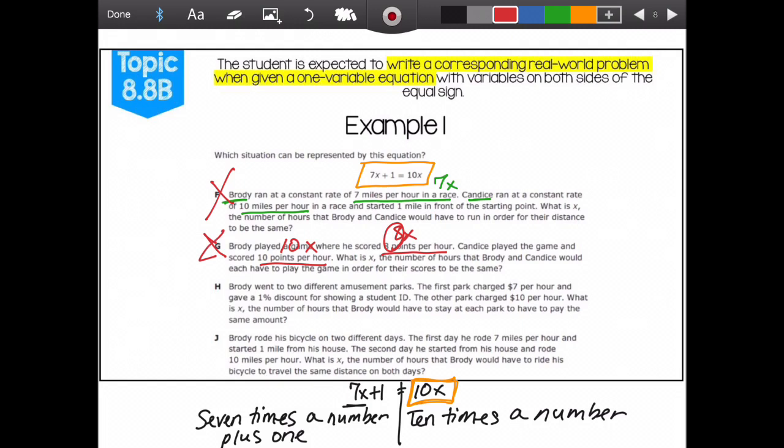H, okay, let's look at H. Brody went to 2 different amusement parks. The first park charged $7 per hour and gave a 1% discount.